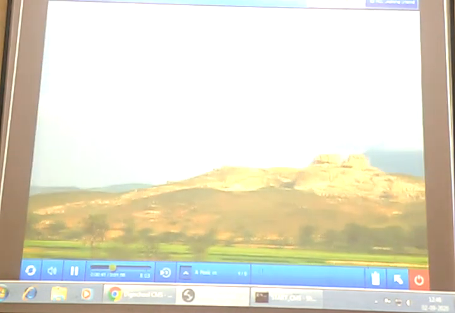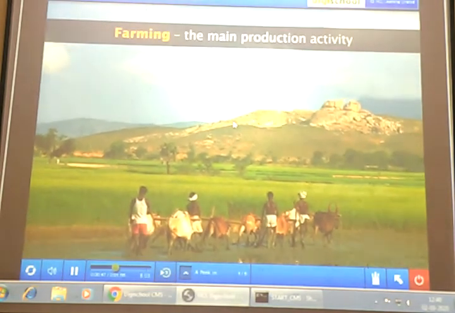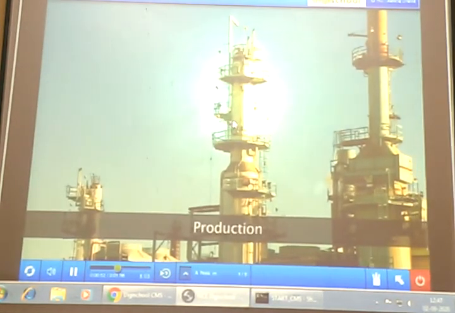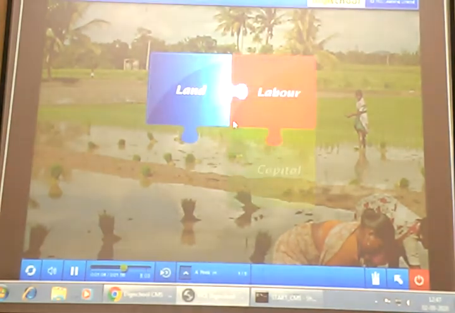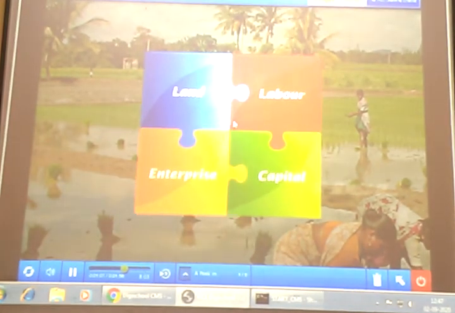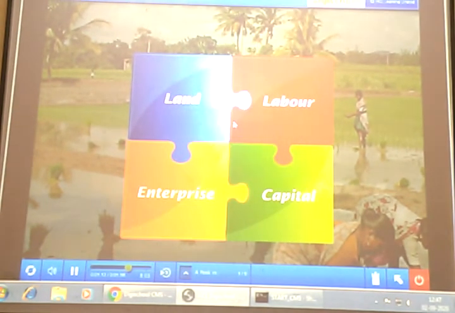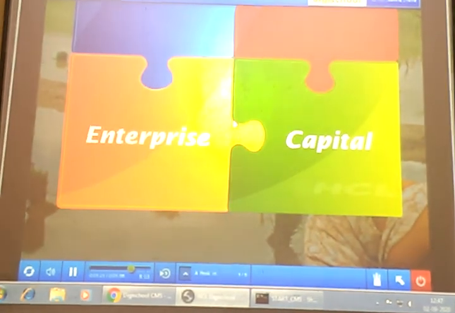So what do the people of Palampur do? Farming is the main production activity in Palampur. And in case you are wondering what the term production means, it is when products and services are produced to meet people's needs. There are four factors required to carry out the production process, namely land, labor, capital, and enterprise. In this session, we are going to learn more about two of these factors, capital and enterprise.